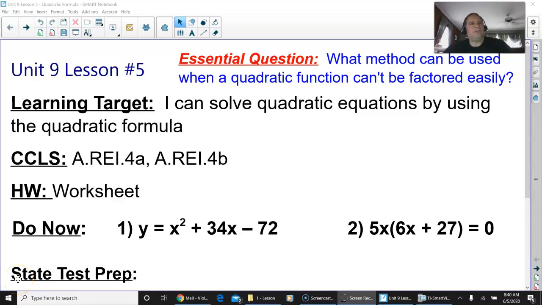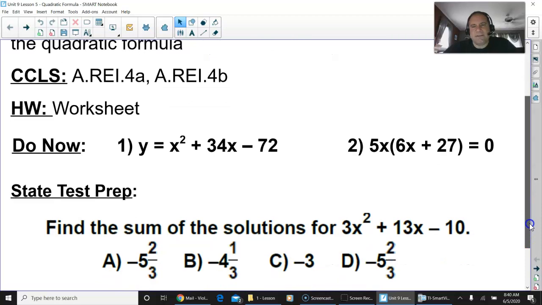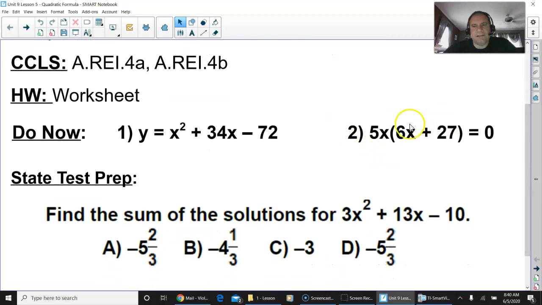Hello everyone, this is Unit 9, Lesson 5, and we're going to deal with solving quadratic equations by using the quadratic formula in this lesson. But to do now is right here, number 1, y equals x squared plus 34x minus 72, and number 2 is this one right here. Try those two. Remember, solve them for the roots and see if you could do it algebraically and then check it in your calculator. You could press pause now.